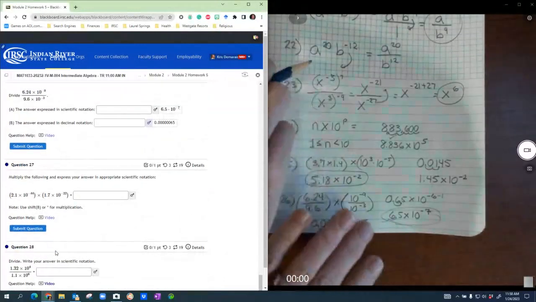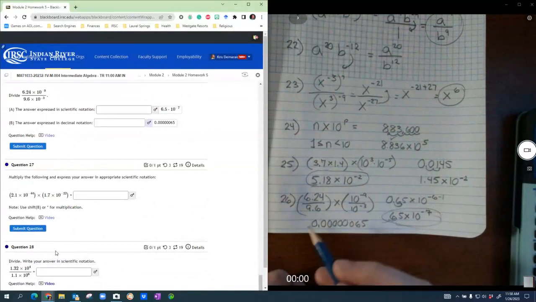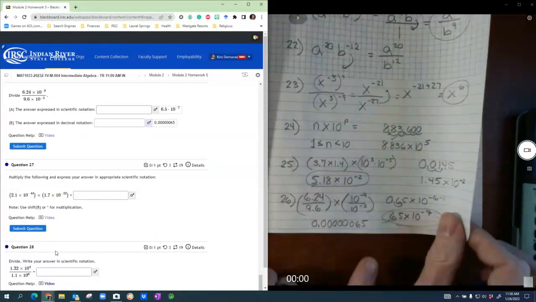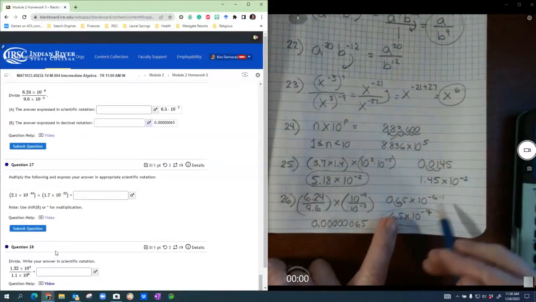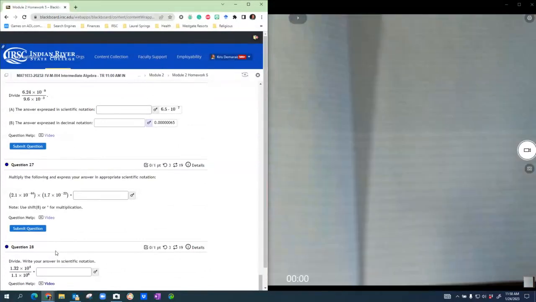So remember, when we move it to the right, we're subtracting. When we move it to the left, it's adding.